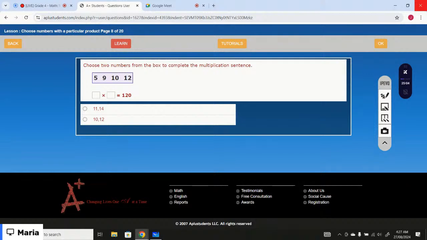Yes, that is 10 times 12 is 120. Option number 2 is the correct option.